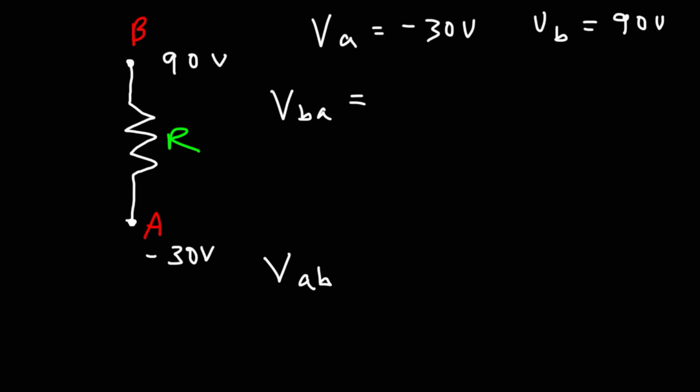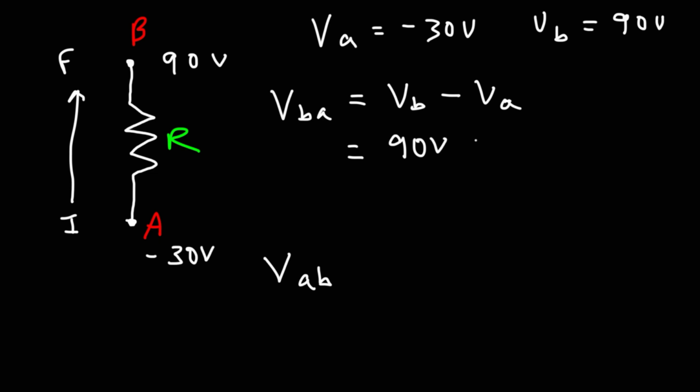So to calculate VBA, it's going to be the final value, VB, minus the initial value, A. So we're going from, when you think of this, we're going from A to B, initial to final. So that's 90 minus negative 30. So that's positive 120. So VBA is positive 120.